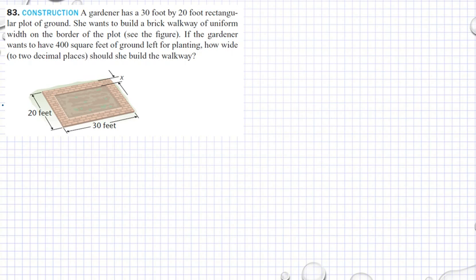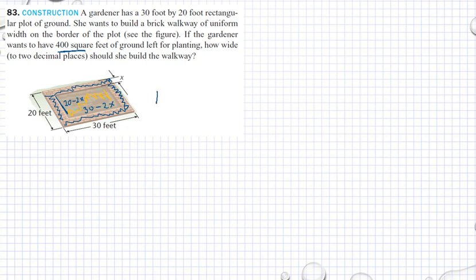Okay, so if this is x and this is also x, then this inside here is 20 minus 2x. And if this is x and this is x, then this inside is 30 minus 2x. But she wants to have 400 square feet. That means the area of this will be 400 square feet.